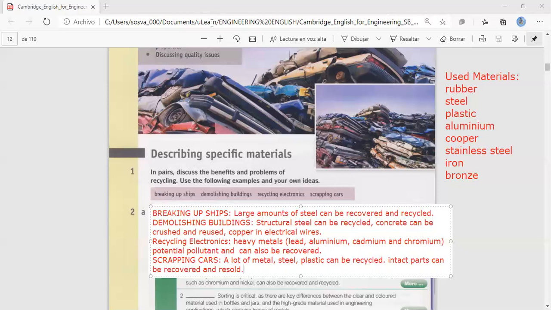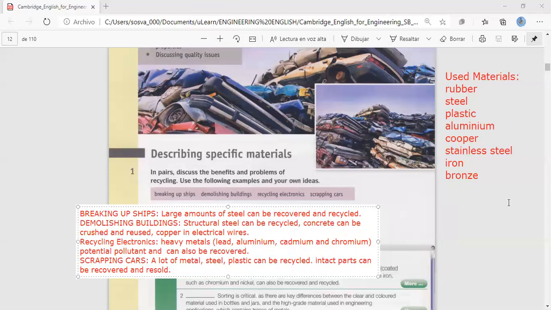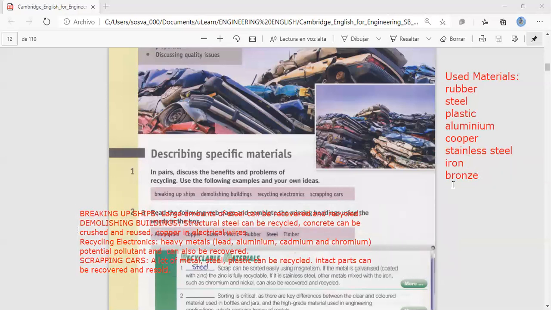Great. Okay, before I continue, let's mention a little bit more materials that we were supposed to mention here. So, in the used materials of engineering, you mentioned, could you please read the materials?